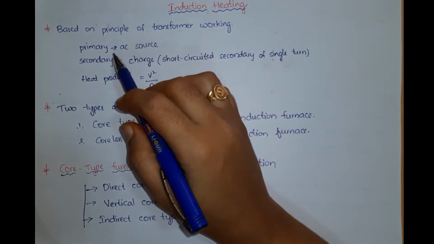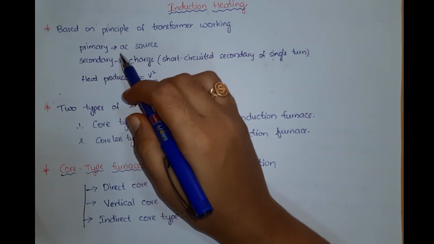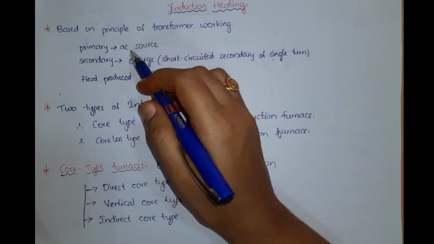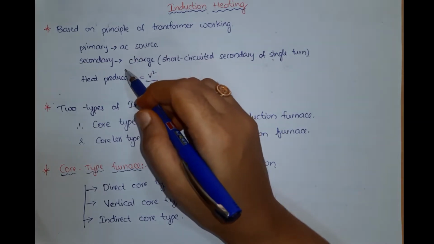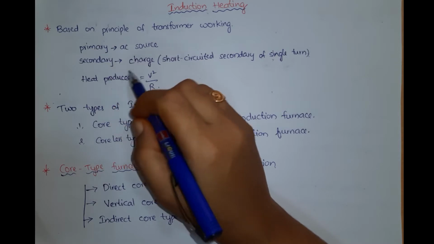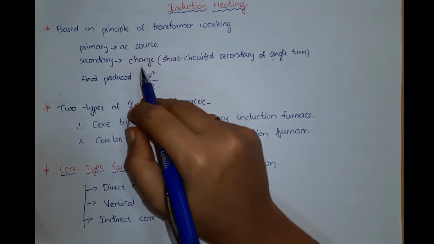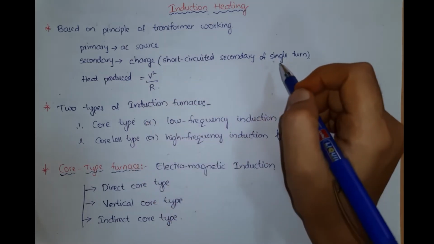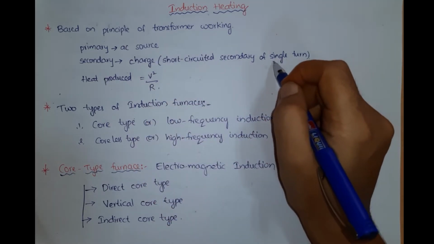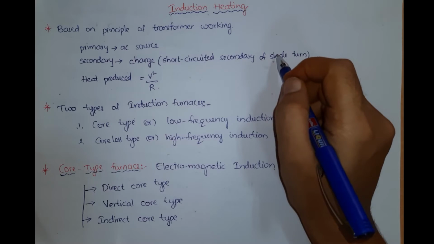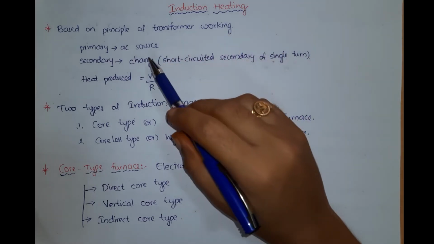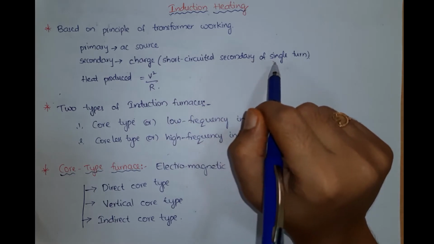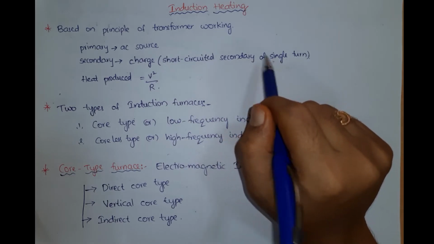So here the primary is supplied with an AC source which is magnetically coupled to the charge, right? Here the charge acts as the secondary, so it is nothing but a short circuited secondary of a single turn. That means the secondary consists of a single turn. This is our transformer now, where the primary is supplied with an AC source and the secondary is nothing but our charge, but it has a single turn, right?